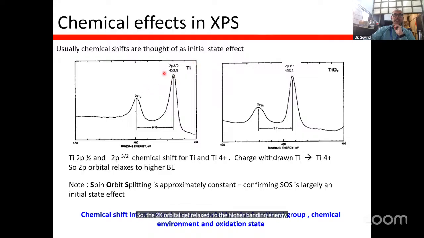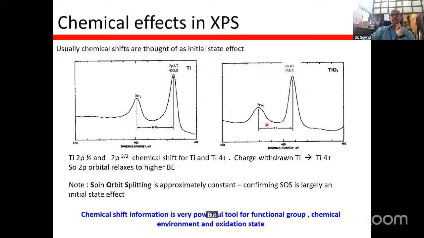How can we see that? Ti 453.8 electron volt is the binding energy, whereas in TiO2 what we get is 458.5 as the binding energy. So there is a shift which occurs when there is an oxidation.